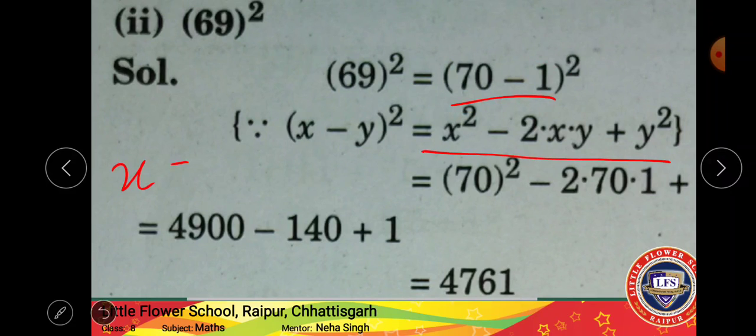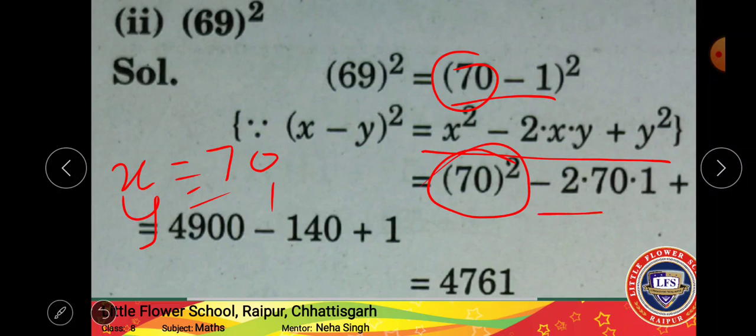Value of x, what is it? Here it is 70, and value of y is 1, right? So putting the values, 70 square minus 2 into 70 into 1 plus 1 square. 1 square is 1, right? 7 square is 49, 0 square is 0, 0, minus 7 into 2, 14, 140, right?